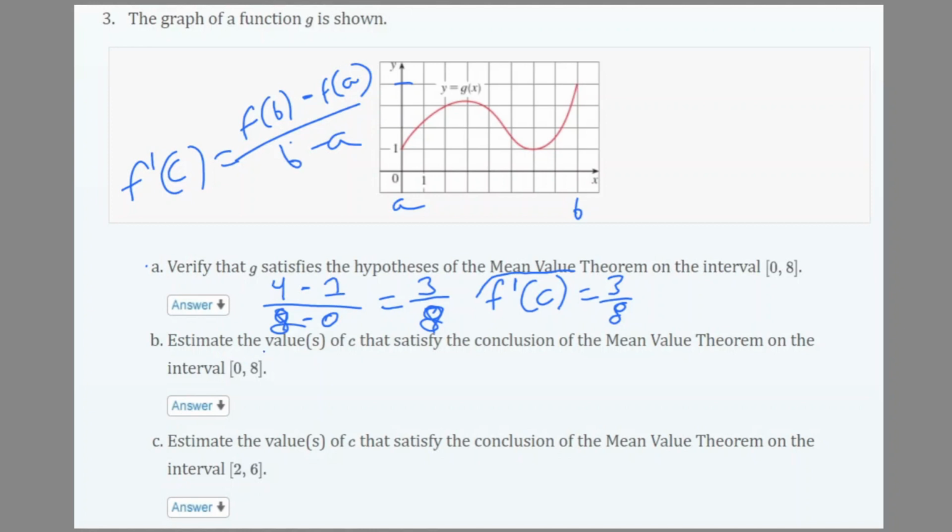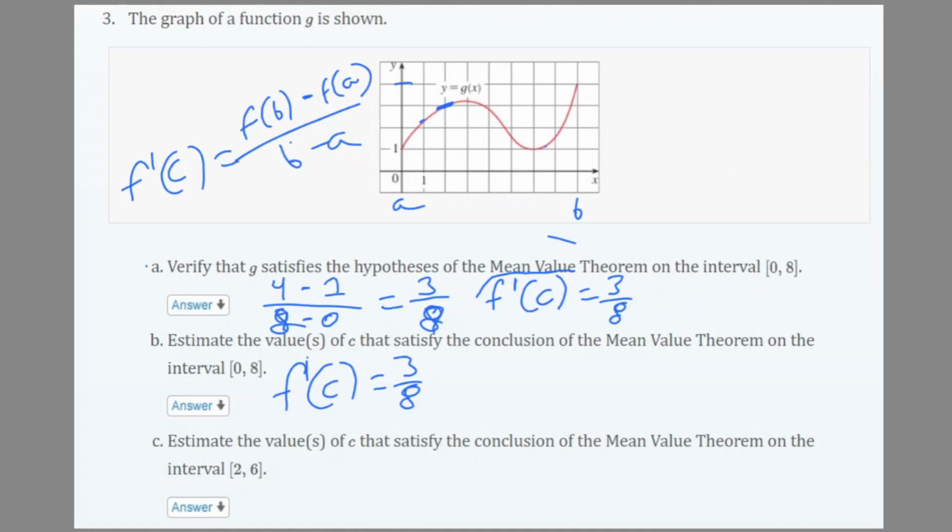So let's try B. Estimate the values of C that satisfy the conclusion of the mean value theorem on the interval 0 through 8. So our f prime of C is 3 over 8. Now, since this isn't an equation and it's a graph, we have to estimate it, just eyeball it. So we have to find a point in which the slope is probably 3 over 8 or really close to 3 over 8. So I would say the slope at x equals 2 is about 3 over 8, because it is a bit flatlining, but it's still increasing.